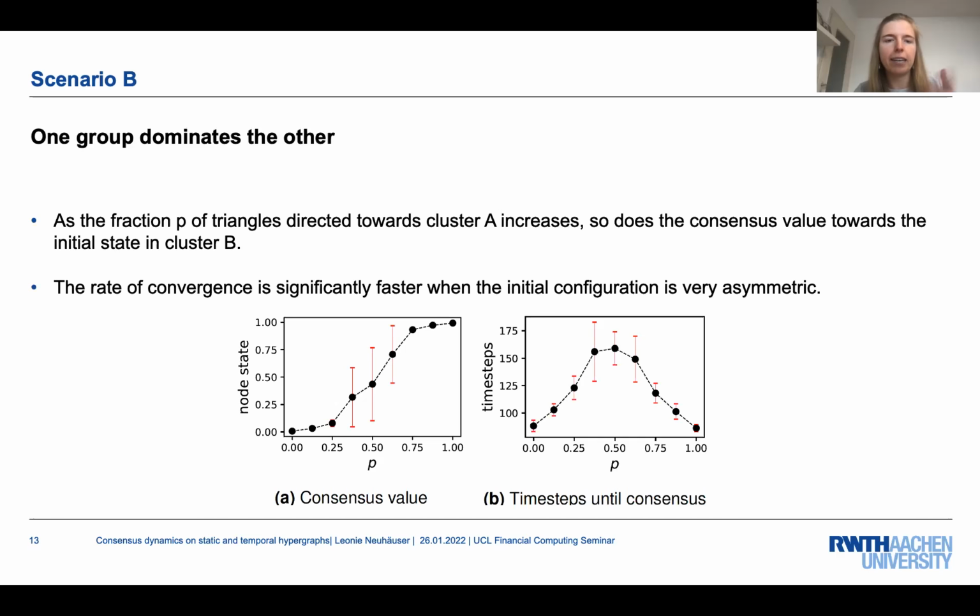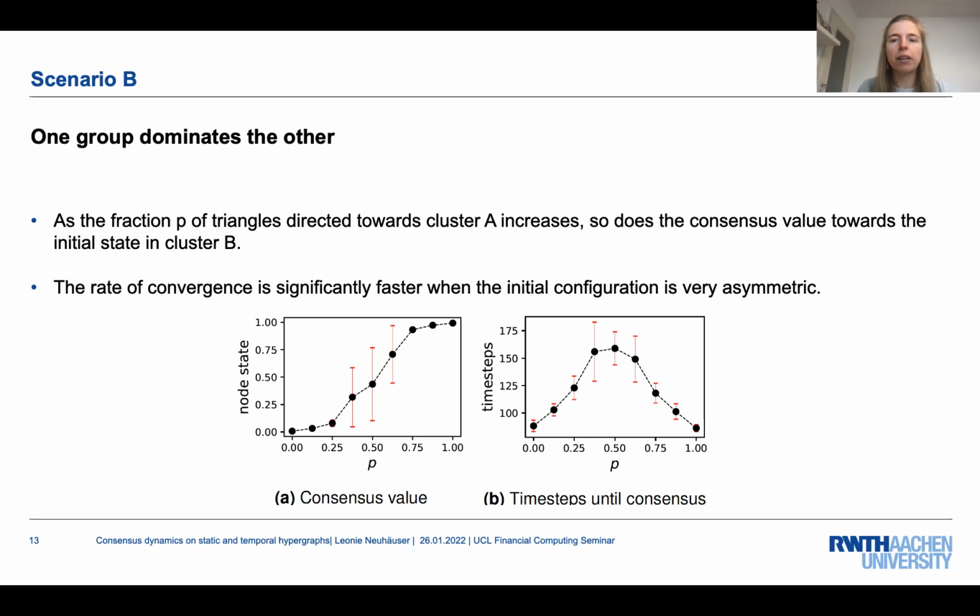We investigated that in a little bit more detail. We defined a parameter P, which is basically the fraction of the triangles directed in one or the other direction of the clusters. You can see that this perfect shift in the final consensus value from the value of cluster A to the value of cluster B solely depends on the direction of the triangles. It's extreme for P equal to 0 towards A, and for P equal to 1. There's also a huge influence on the convergence speed of the system, which you can see in B. Basically, the more directed the connection is, the higher the acceleration of the dynamics.